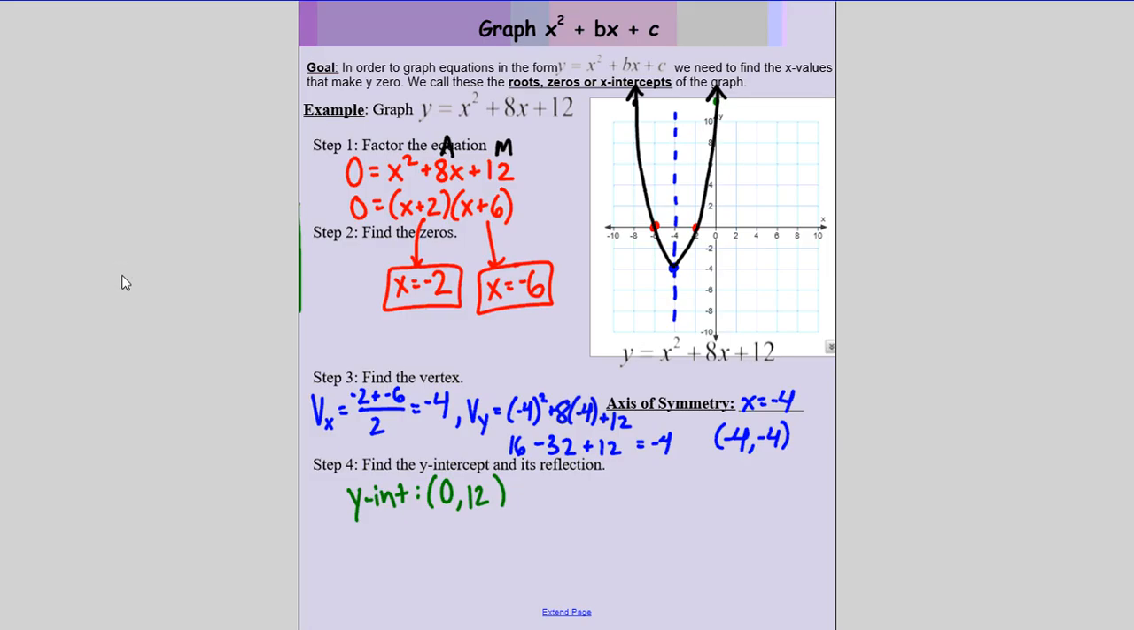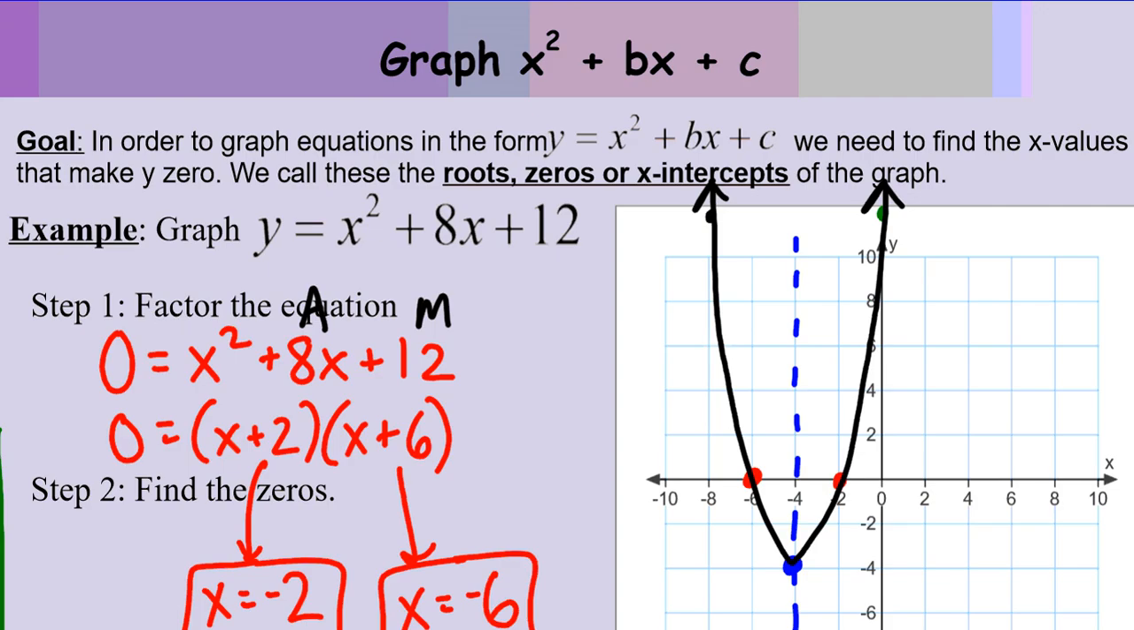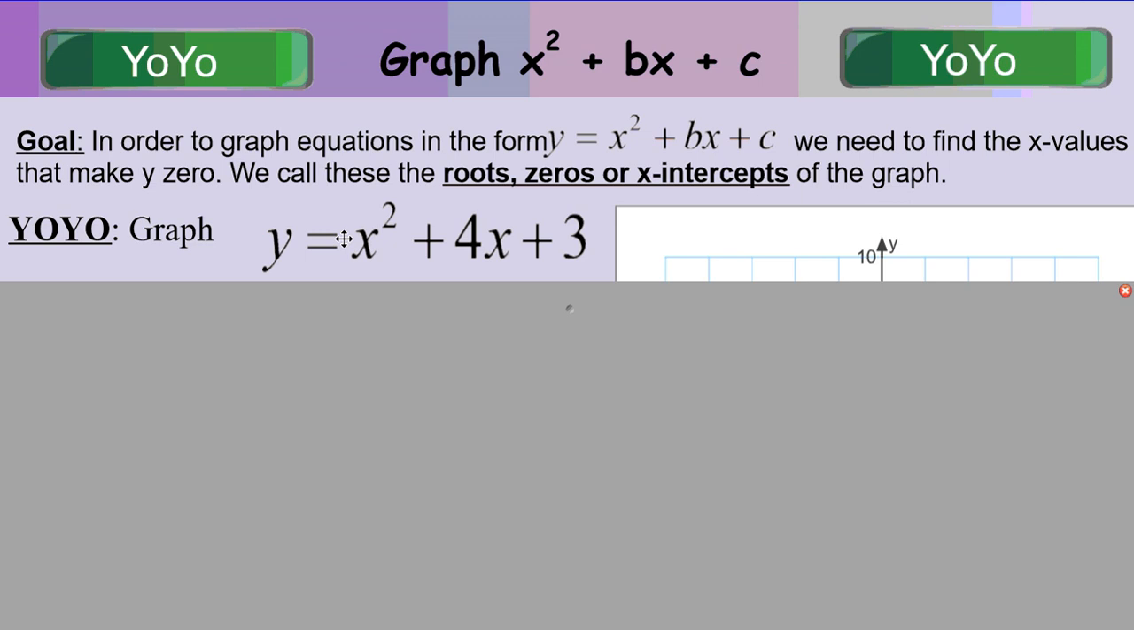So there you go. I'm going to ask you to try one. Make sure you've understood what we've been working on. This is a big, big topic. That's why we're taking 2 days to tackle it. I'd like you to try the following. Can you factor and graph the following equation? So factor it first, find the x-intercepts, split them in half to find the vertex, use the y-intercept and its reflection, plot all 5 points, and sketch the graph.